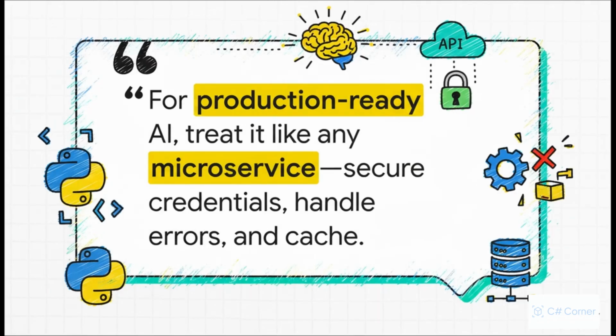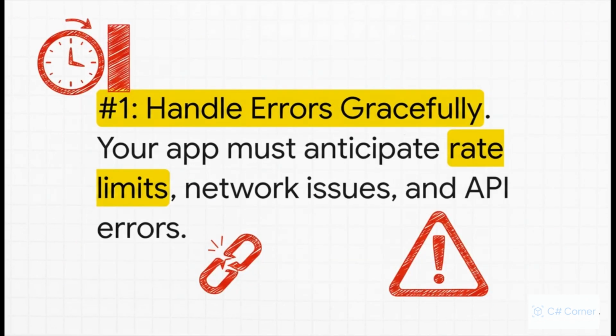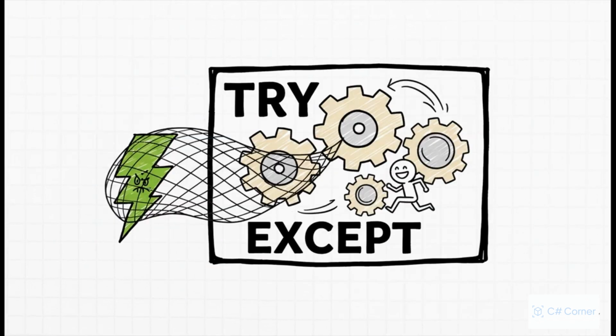All right, let's get serious. To make this production ready, you gotta treat it like a real microservice. Things will break in the real world. You've got rate limits, network fails, you need to be ready. So wrap your API calls in a try-except block. This stops your whole app from crashing.